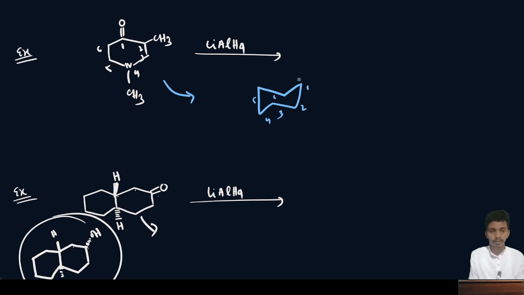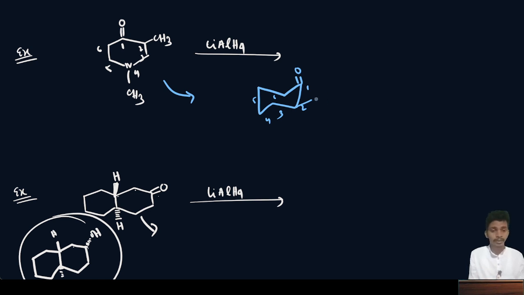Here I put the double bond over 1 and 2, and CH3 is there. Stereochemistry is not mentioned, so it is always better to put the group in the equatorial position, because it is a bulky group. If stereochemistry is not mentioned and it is a bulky group, keep it equatorial, so that 1,3 diaxial interactions are not present in any case.